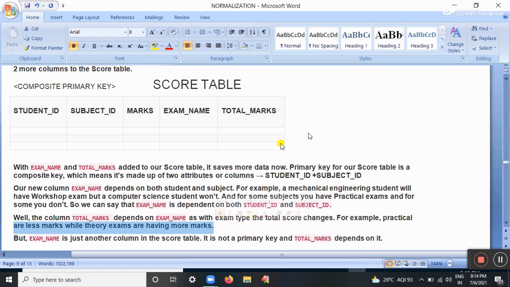But individually you can see, practical exams 25 marks. Practical exams total how much? 25. Theory exam total how much? 75. So you have to depend like this. Practical is one type of exam. So based on exam type, your practical exam total marks is 25 marks. So it is changing.